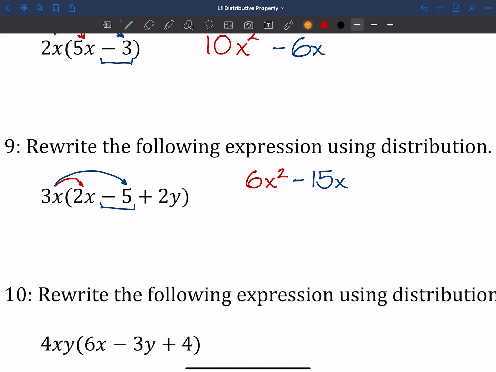Last but not least, we've got 3x times positive 2y. The coefficients are not going to be too bad, the 3 times the 2 is going to give us positive 6. And then x times y. Well, I can't squish them together because they're different. I can't turn them into xy squared or anything like that. So all I can do is just put them next to each other like that. Whenever you have 2 variables that aren't the same, you can't change their exponents. You just got to smush them right next to each other like we did there, okay?